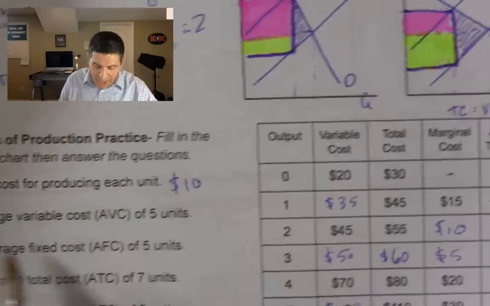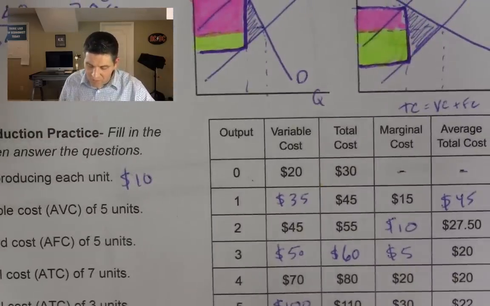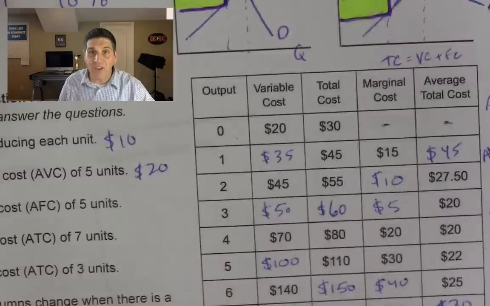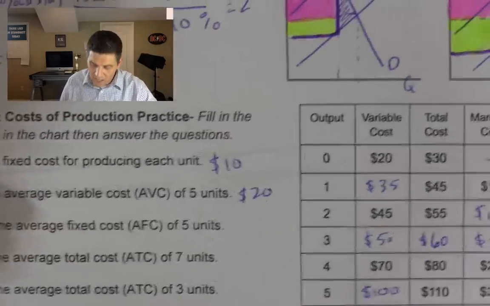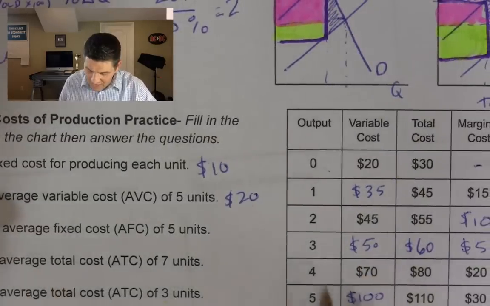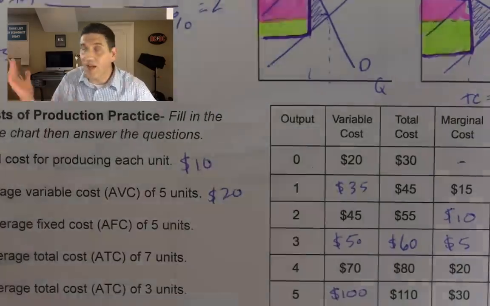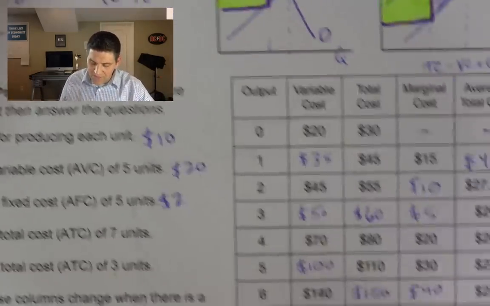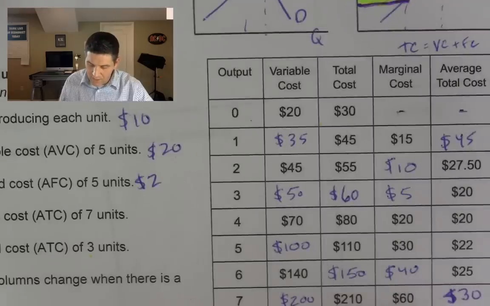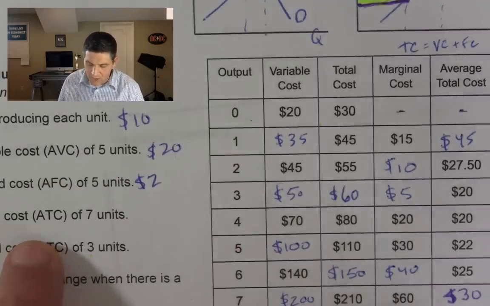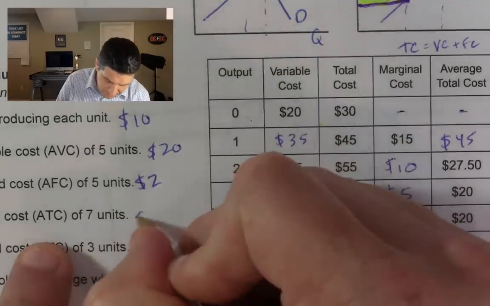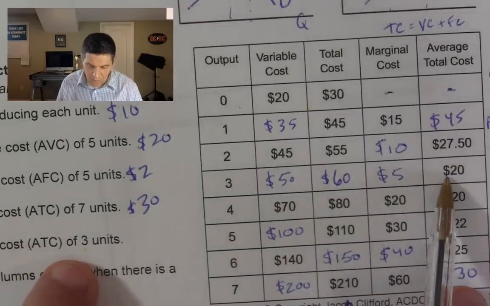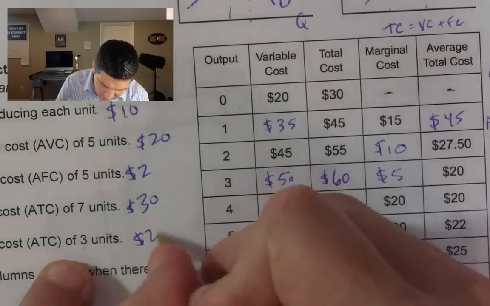So here we go. Average variable cost of 5 units. 5 units, variable cost is 100 divided by 5. That gives you $20. And then the average fixed cost of 5 units. When you already know the fixed cost is 10, 10 divided by 5 is 2. Average total cost of 7 right there. Average total cost, we already calculated that already, which was 30. Average total cost of 3 was given, it was 20. Why was it given? That's weird.